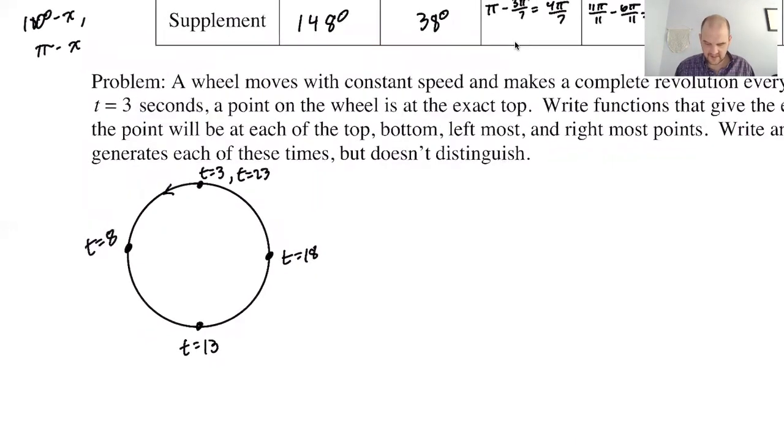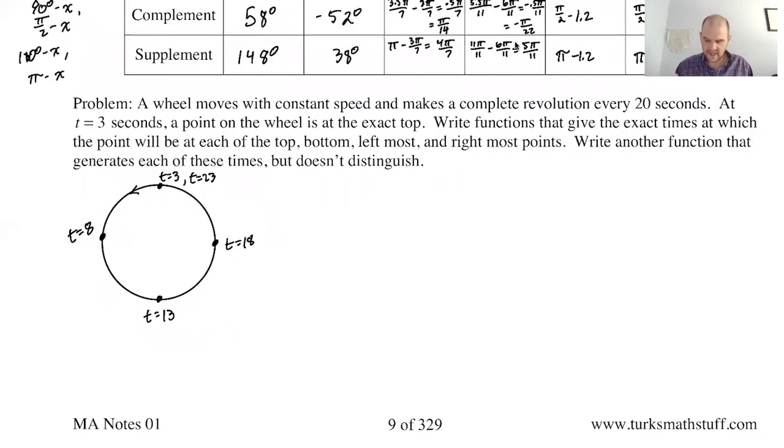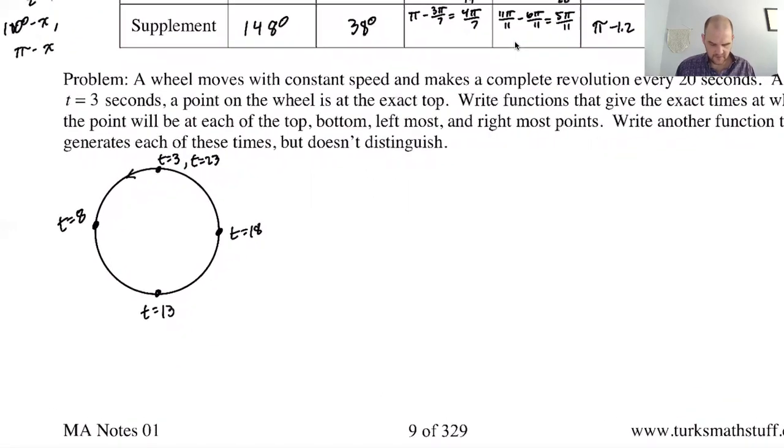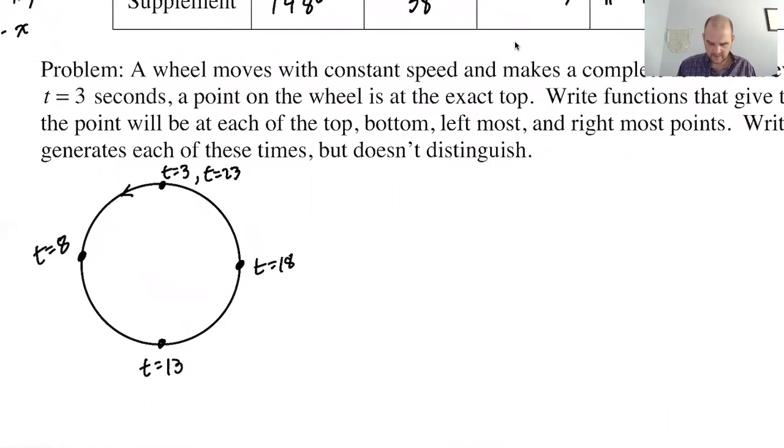The interesting thing is we actually want to write functions for when you get to each of these points, right? So we have a left point, a bottom point, a right point, and then I'm going to say an upper point so that I don't have to use t twice. So we want to write functions that give the exact times at which the point will be at the top. All right, so we're calling the top the upper. So I'm going to say upper of t.